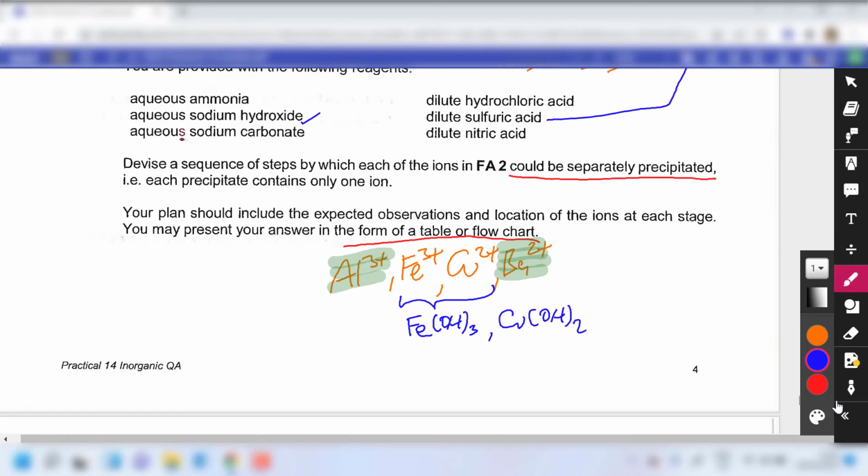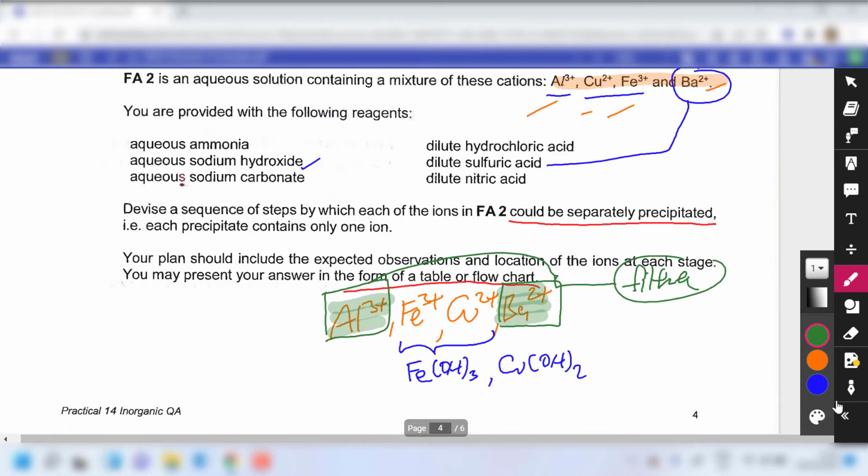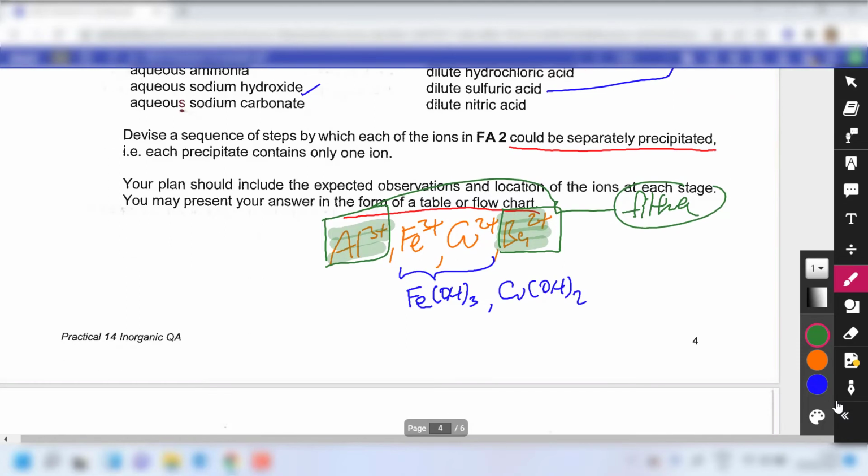Then we'll perform a filtration, and after the filtration, we are going to get Ba2+ and Al(OH)4- in the filtrate. So these two will be in the filtrate. Because they are in the filtrate, which is alkaline in nature, the first thing we need to do is to add excess sulfuric acid.